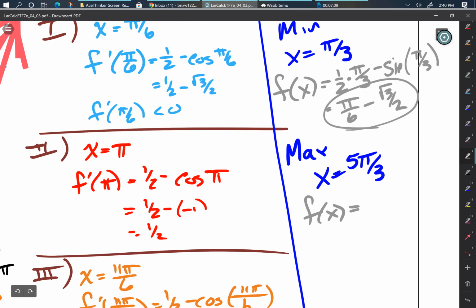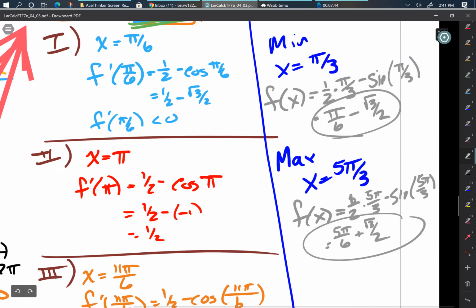Now I'm going to do the same thing down here to find my maximum. My maximum is going to be when x is 5 pi over 3, so that's going to be 1/2 times 5 pi over 3 minus the sine of 5 pi over 3. 1/2 times 5 pi over 3 is going to be 5 pi over 6 minus, let's see, the sine of 5 pi over 3. Sine of 5 pi over 3 is the same as the sine of pi over 3, but just in the fourth quadrant. So it's root 3 over 2, but a negative root 3 over 2. So plus root 3 over 2. And that's about as good as it gets.